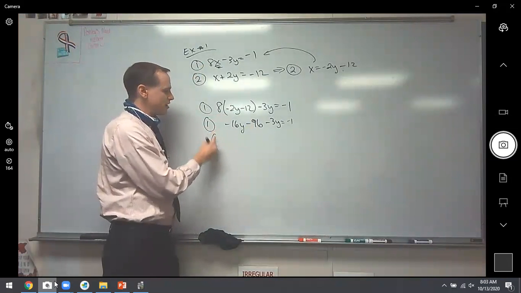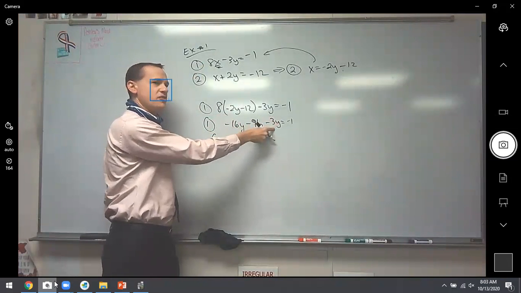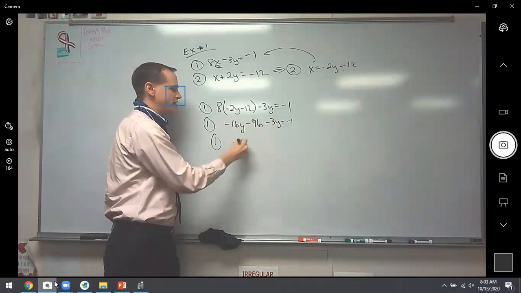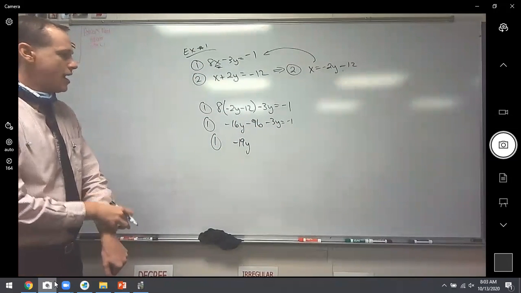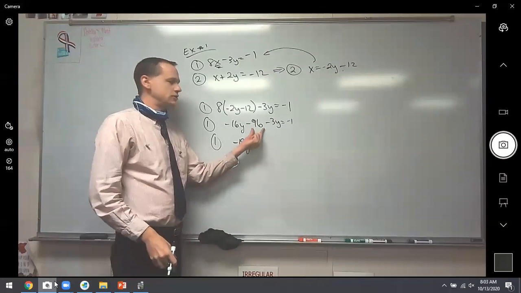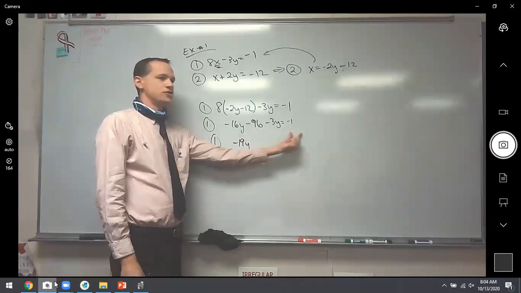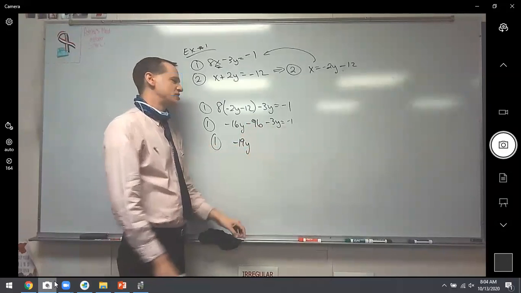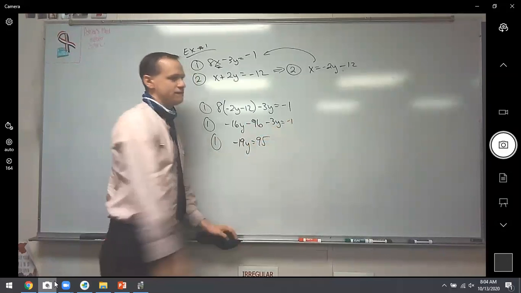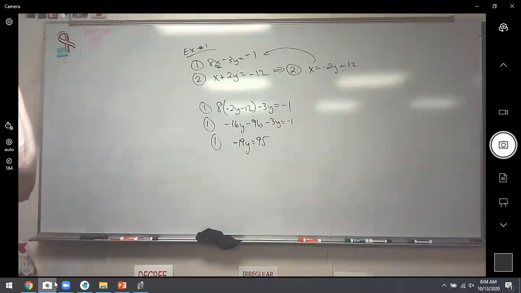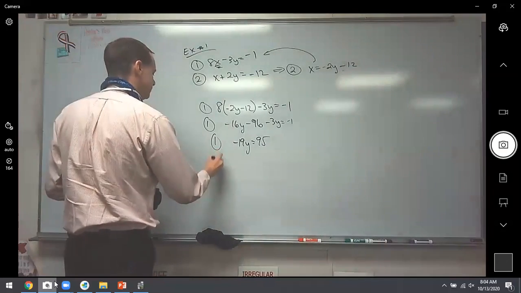Well, I see like terms we can combine. I see -16y and -3y. That's a grand total of -19y. And while we're at it, let's move the 96 to the other side. If you add 96 to both sides, -1 plus 96 would be 95. So putting a couple like terms together and getting the letters on one side and the numbers on the other side looks like this. Lastly, dividing through by -19.